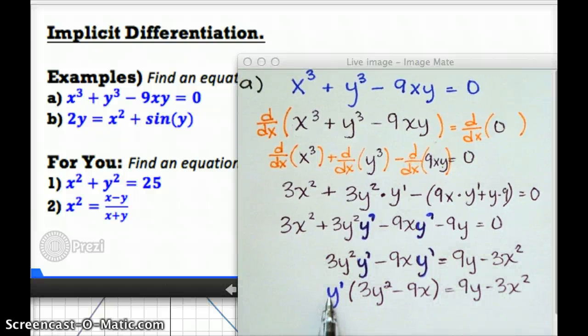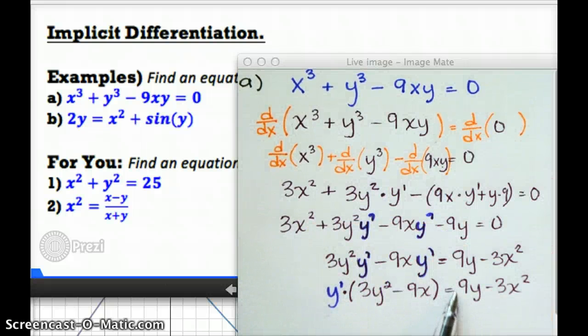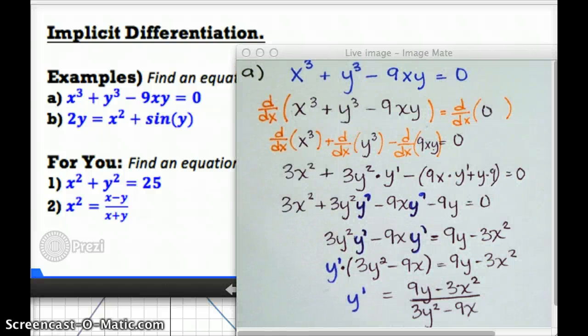To get y prime by itself now, I have y prime times something equals something else. All I need to do is divide by this whole expression, which will cancel it out on this side and leave y prime by itself. And just like that, we're done. We've got y prime isolated. Y prime doesn't appear anywhere over here.